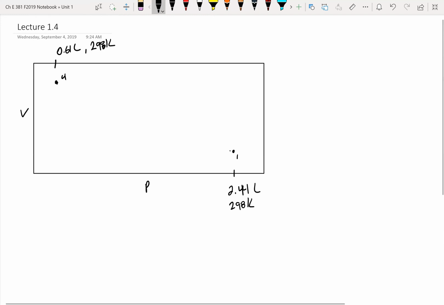So let's sketch. If I take a path that looks like that, the equation of the curve that I used to draw it was RT over P. It's basically what an isothermal compression pathway looks like. If T is left constant, then that's basically the shape that you're going to get.